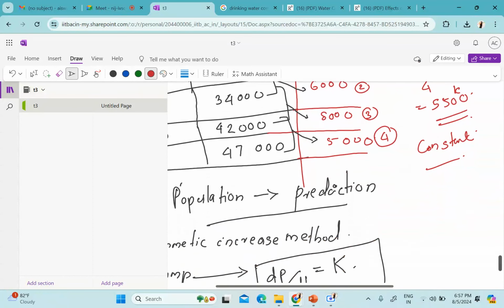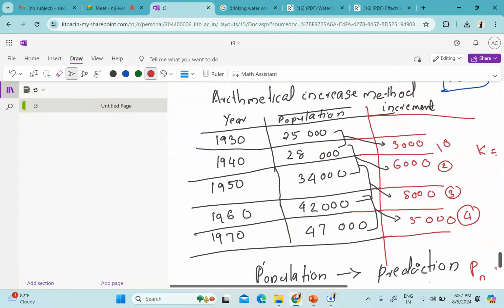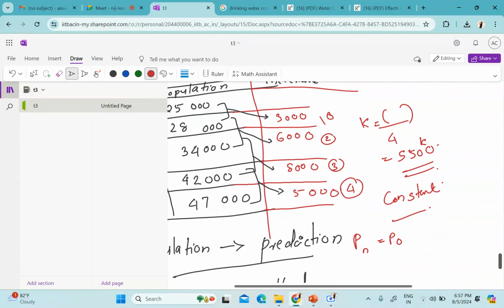So now the formula is, for example, the number of people at a particular nth year is equal to p naught plus n times k. Here in this example, p naught is the initial value. So the initial value is how many people there are in 1930. Then you add n into this k. This n is the number of decades.